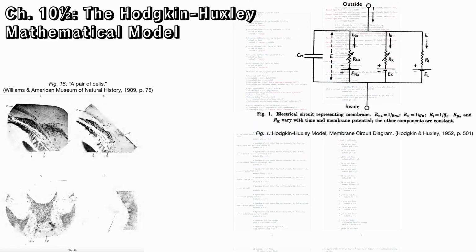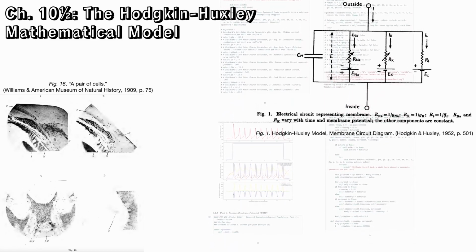A mathematical model, the Hodgkin-Huxley model, finalized and released on March 10, 1952, in the paper A Quantitative Description of Membrane Current and Its Application to Conduction and Excitation in Nerve, published in the Journal of Physiology from the Physiological Laboratory of the University of Cambridge.